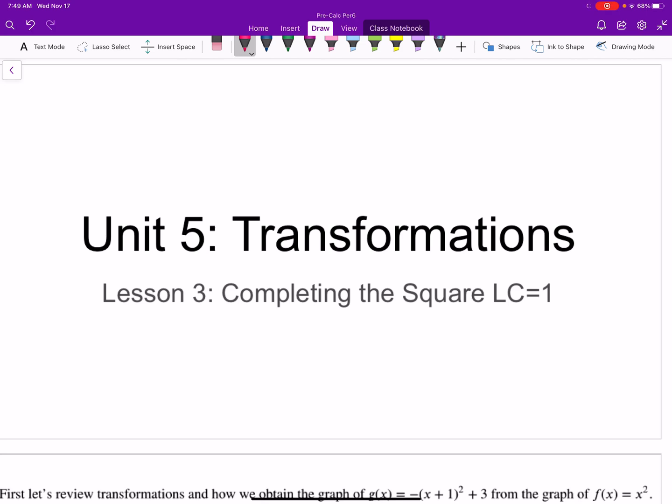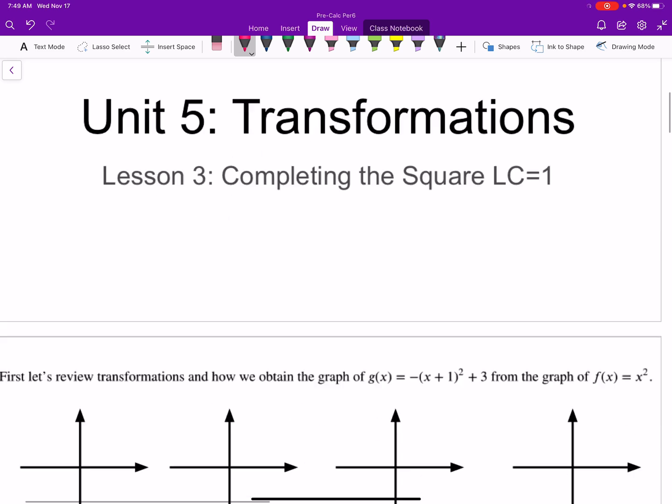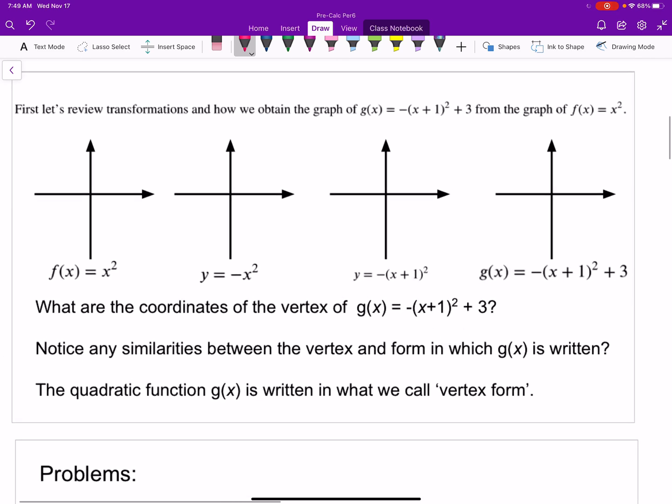Hi guys, today we're going to do a lesson on completing the square, but before we get started, let's just talk about our transformations. So we're going to get to the graph of g of x equals negative (x plus 1) squared plus 3, and we're going to start with the parent function f of x equals x squared, so our quadratic. The basic f of x equals x squared was our basic parabola that had that key anchor point at (0, 0). This key anchor point happens to be called our vertex. It is the turning point of the parabola.